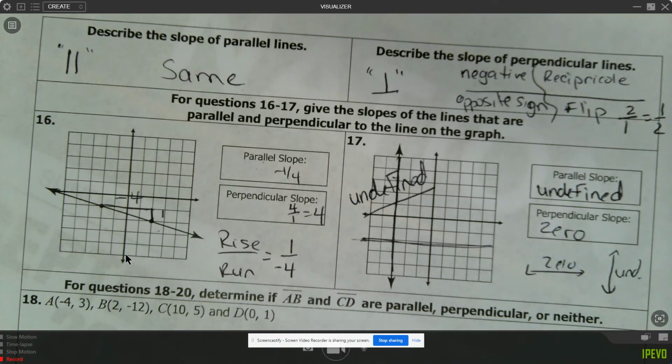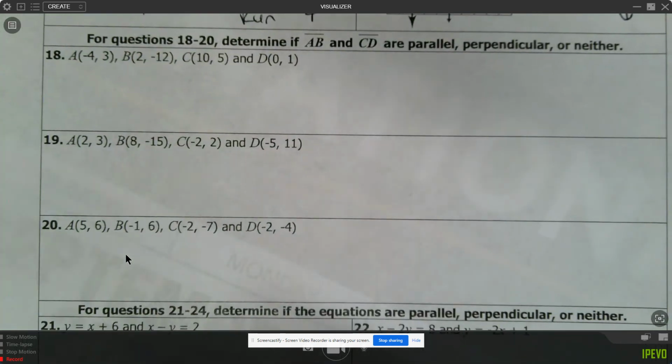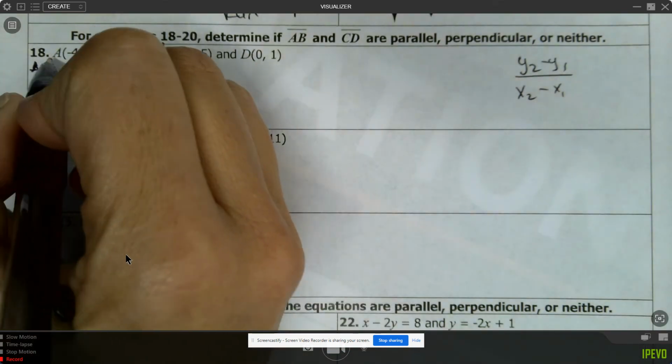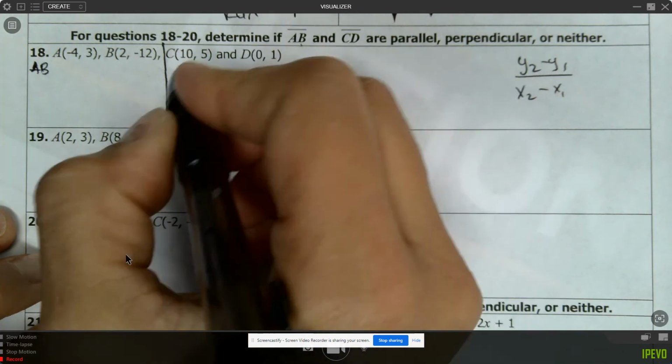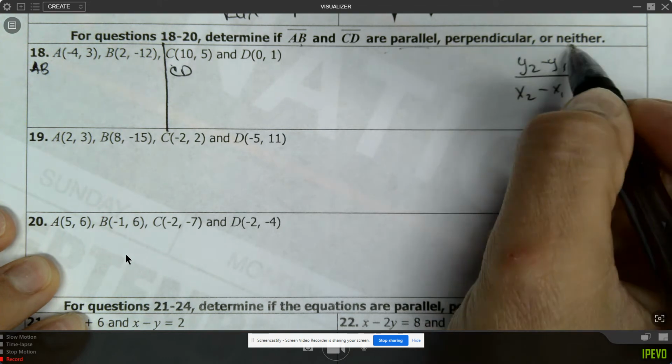All right, so if you're not given a graph and you're given some ordered pairs, we do have a slope formula that we can look at. So the formula is y2 minus y1, I'm going to put that over here in the corner, divided by x2 minus x1. You're going to take the y of each point and subtract them. So you are going to divide your paper into 2. I'm going to find the slope of the line AB first, and then I'm going to find the slope of the line CD, and then I'm going to compare them. I'm going to determine if they're parallel, perpendicular, or neither.